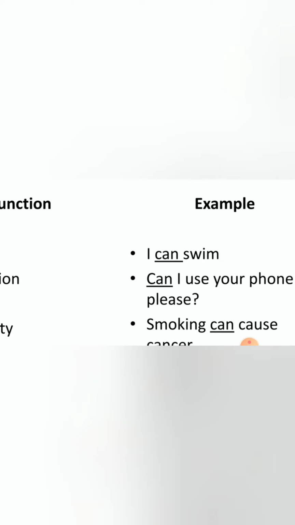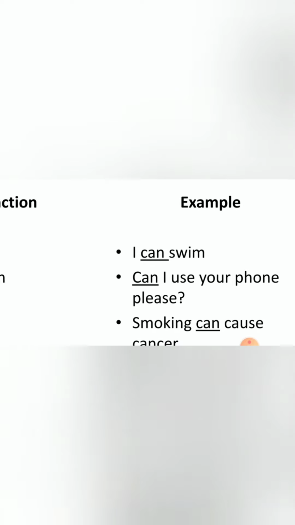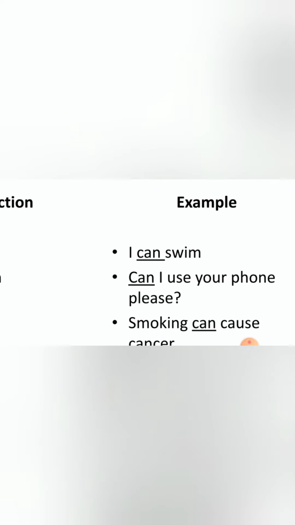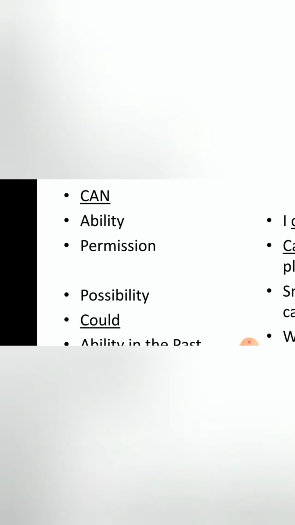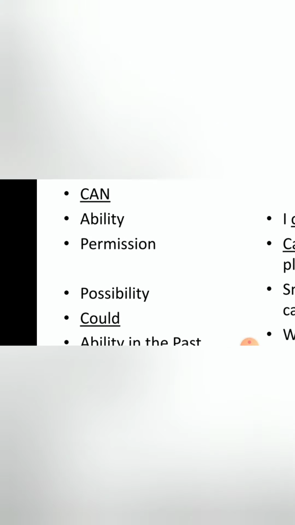You see this sentence: this modal verb comes along with a principal verb. What principal verb is here? Swim. So we cannot give any other verbs. Modal verbs must come along with the principal verb. Then permission, getting permission: in that place we can use the modal verb. See, can I use your phone, please?